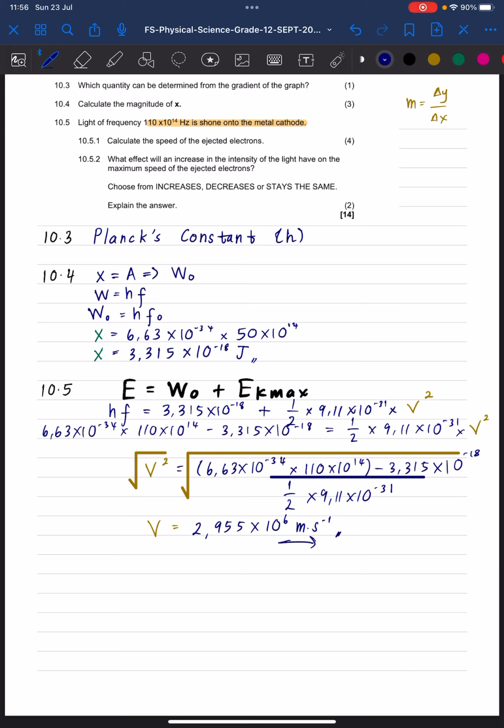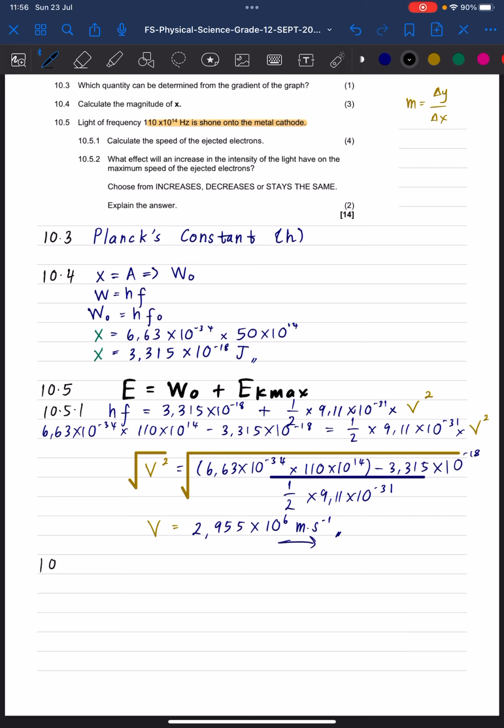So this is how you solve this question. 4 marks given to you for free. This all stems from knowing what each part in the formula stands for, and what the information I've been given, where does it fit into this formula. Now let's move on. So that was 10.5.1.